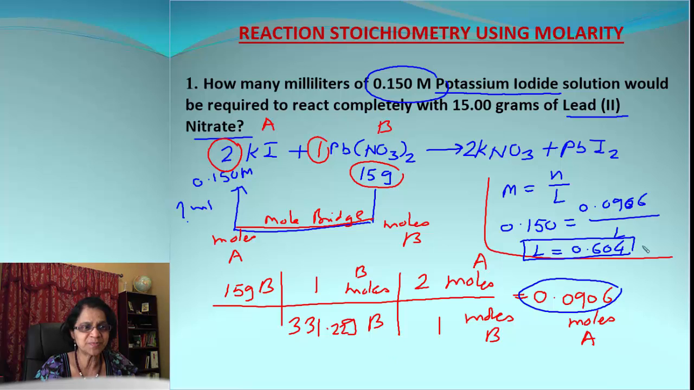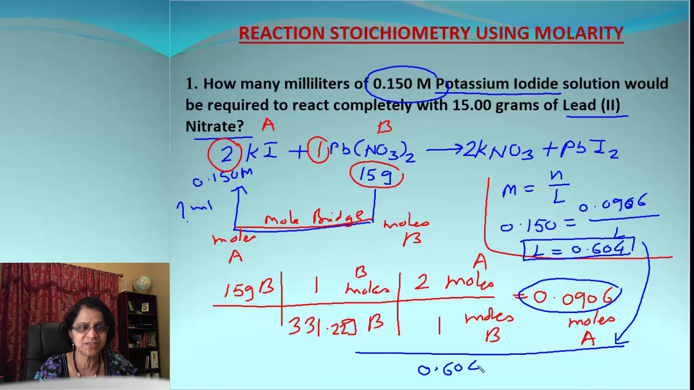So the last part which is remaining is to convert that volume to milliliters, and you know how to convert that. 0.604 liters corresponds to 604 milliliters. So that is the final answer which we got, and we used reaction stoichiometry as well as molarity.